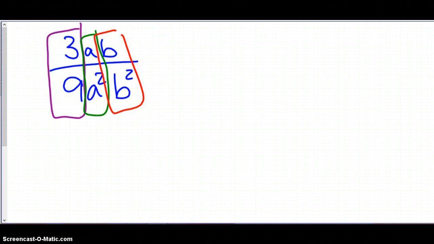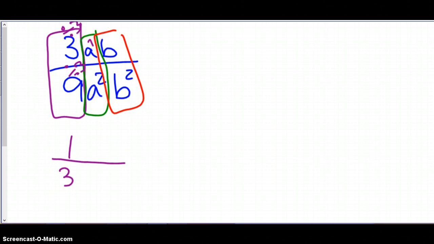So 3 over 9, we decide again what divides into both 3 and into 9. Well, that would be a 3. If there's nothing that divides into both of them, you would just leave it the same. 3 divided by 3 is 1. 9 divided by 3 is 3. So a to the 1st over a squared.